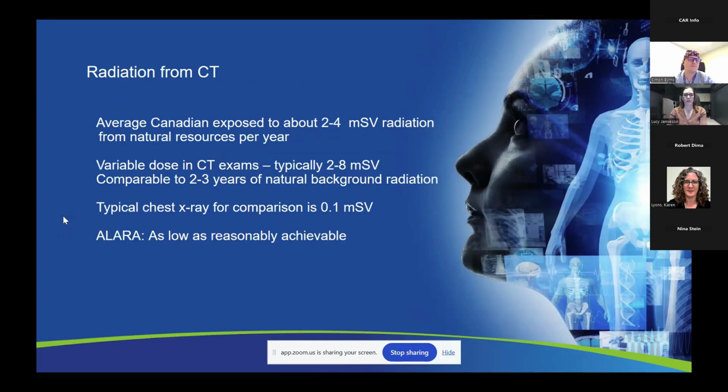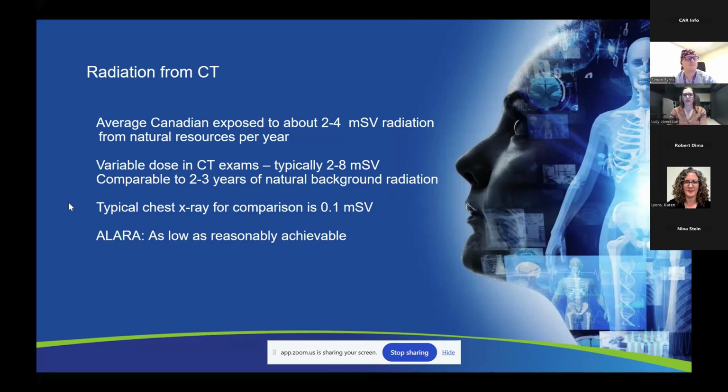In terms of radiation from CT for kids, when talking to parents, sometimes they're concerned about the risks of radiation. We know that the average Canadian is exposed to about 2 to 4 millisieverts of radiation from natural sources per year. The dose from CT exams is variable, depending on where you are, what type of scanner you have, and what dose protocols you're using, typically 2 to 8 millisieverts, and much lower than previous years with newer scanners and faster scan times. It's comparable to about 2 to 3 years of natural background radiation.